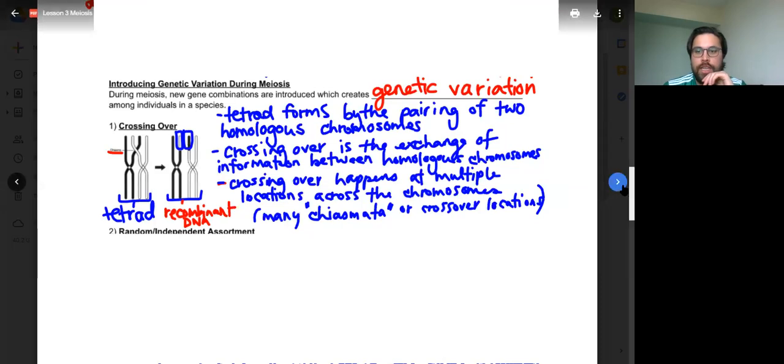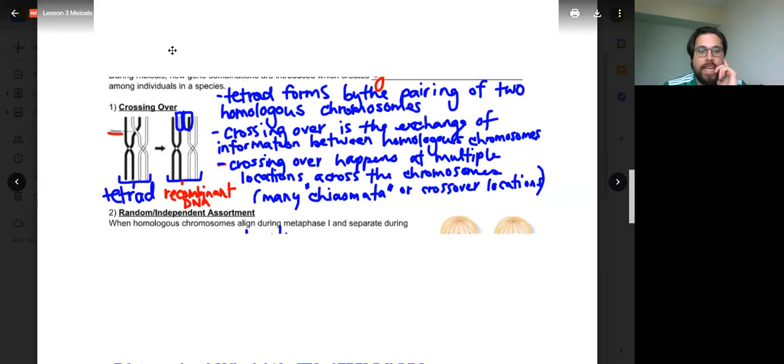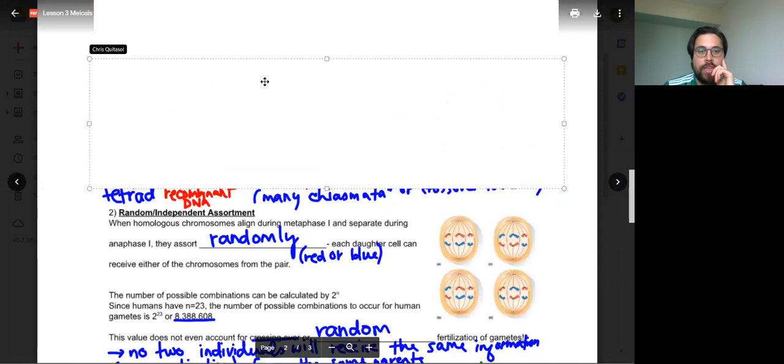The next section connects the idea of, again, genetic variation, but instead of the crossing over, we look at something called random assortment. So let me just get my, now, of course, it's decided to die on me. Okay, got to reshare my screen. 1 second, folks. There we go.